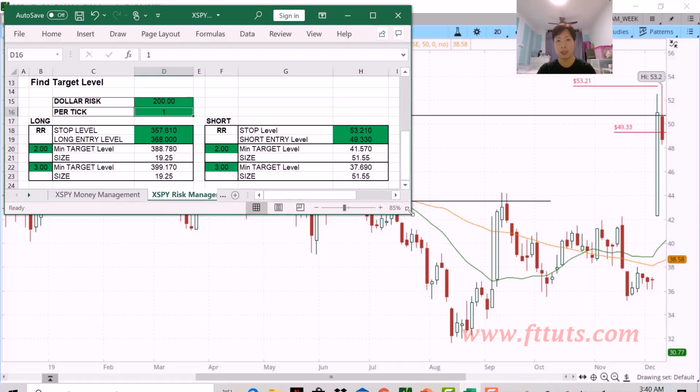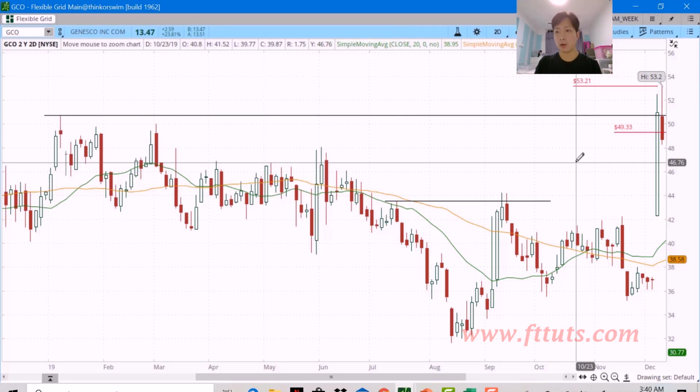Very quickly, the Excel sheet tells you that over here RR in green, if you want a risk reward of 2, you can key in 2. If you want risk reward of 1.5, you can key in 1.5. By default you are aiming for 1:2, so your target is at $41.57, and the size, how many shares you're going to short, is 51 shares. Of course, you cannot short 51.55 shares, so we can round down to 51 shares. The target is at $41.57.